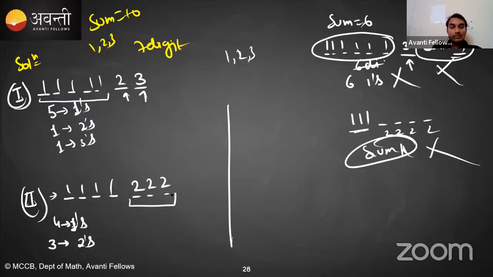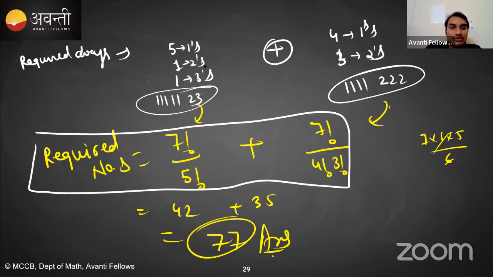So if all the 2s can be used, then the sum becomes 10 overall. So it means this is the only possibility. So it means there are 2 possible cases. Either you use 5 ones, 1 two, 1 three, or you use 4 ones and 3 twos. So 5 ones, 1 two, 1 three and 4 ones and 3 twos.